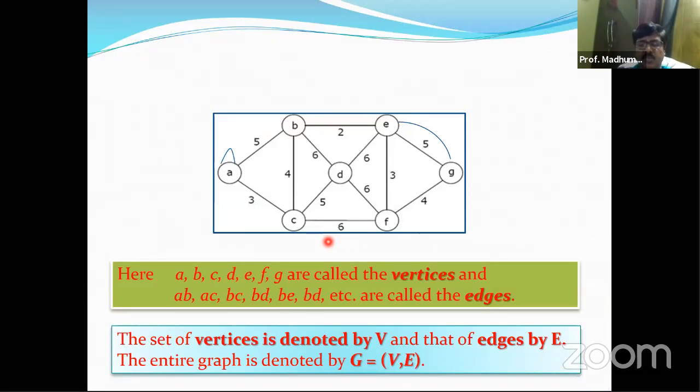So here A, B, C, D, the circles represent the vertices. Generally vertices are represented by a circle or dot. It may be a filled circle, it may be an empty circle like that. And the edges are generally drawn by a straight line or curved line like that.